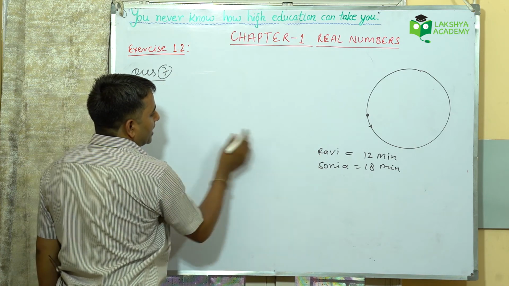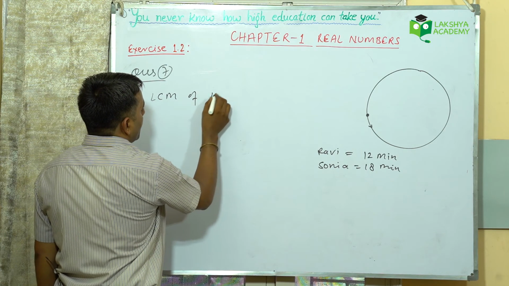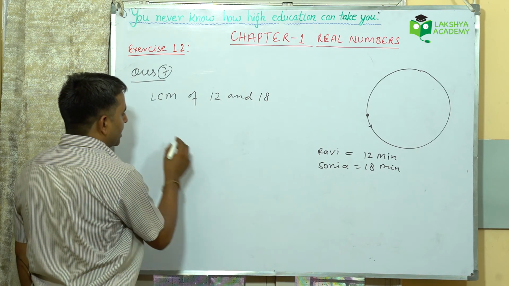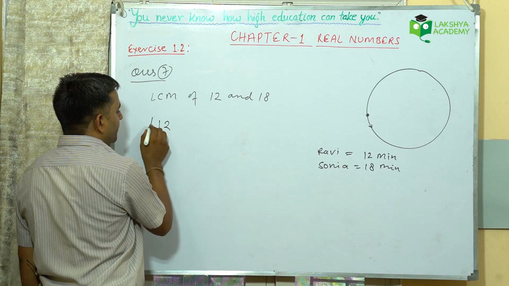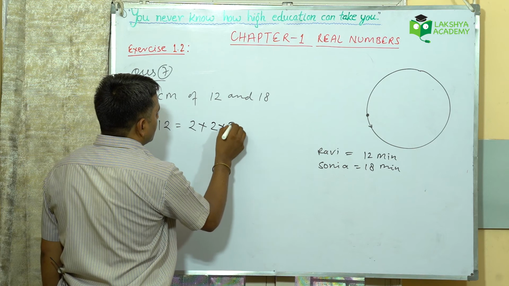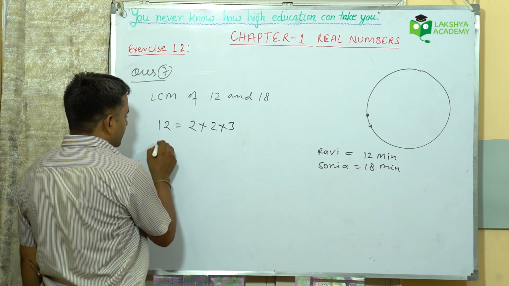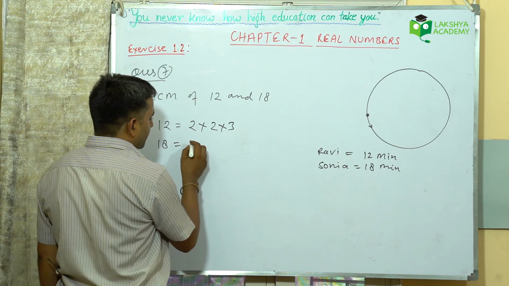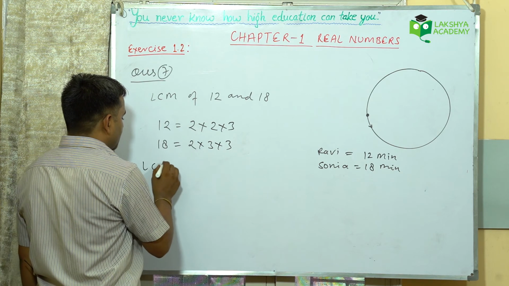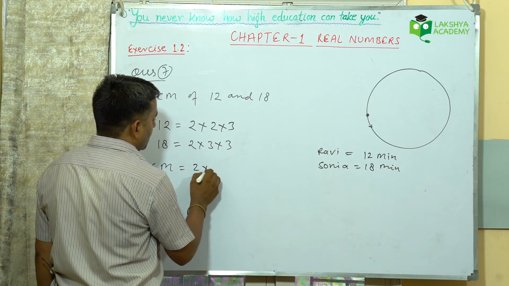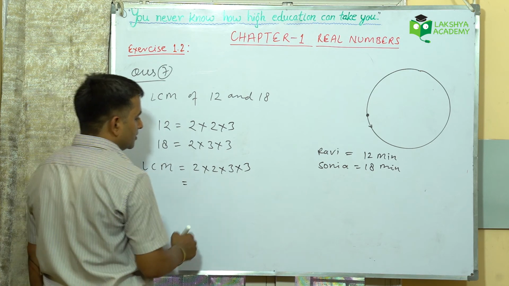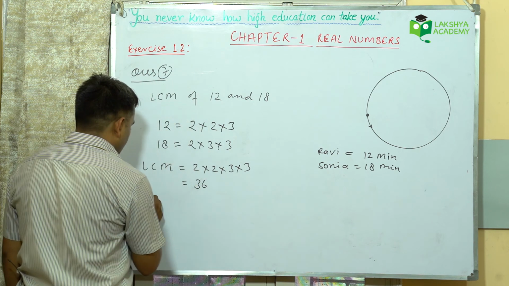So we need to find out the LCM of 12 and 18. We can follow the factor method. So find out the factors of 12. This will be 2 into 2 into 3. Find out the factors of 18. So factors of 18 would be 2 into 3 into 3. So LCM is 2 into 2 into 3 into 3. So this is 36.